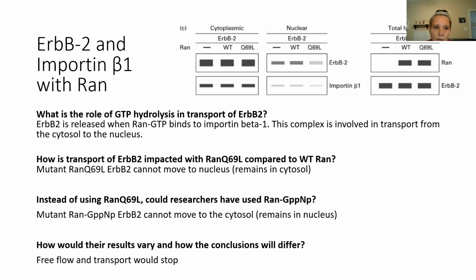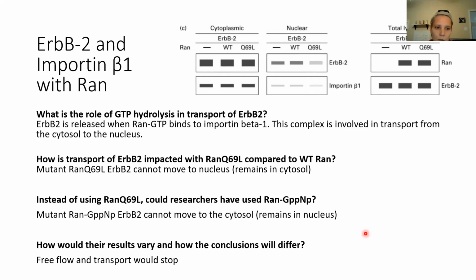And how is the transport of this impacted by RAN Q69L compared to wild type RAN? So this mutant type cannot move into the nucleus and remains in the cytosol, which you can see here. There's nothing present here, right?